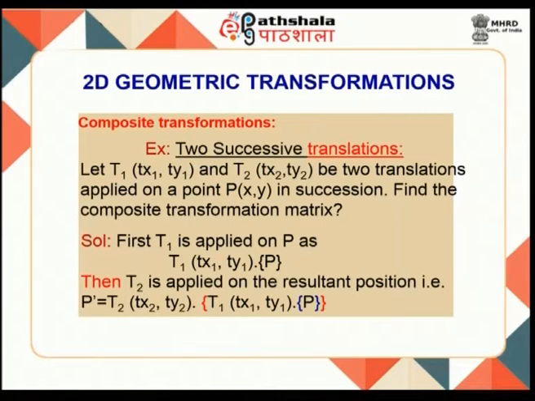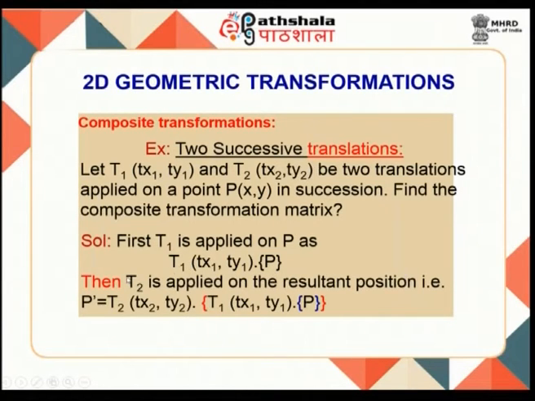For that, you can see here the solution starts with T1 applied on P, that is T1 with Tx1, Ty1 multiplied with the point P. We know that in the homogeneous coordinate system, a point P is represented as x, y, 1. So, the translation matrix T1, whose components are Tx1 and Ty1, multiplied with the point P, which is a matrix, gives another 3 by 1 matrix.